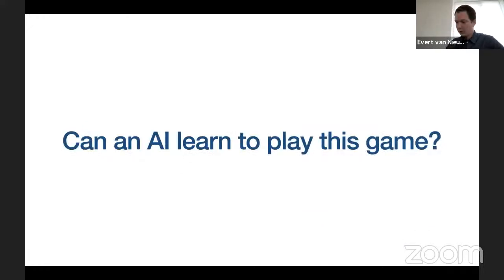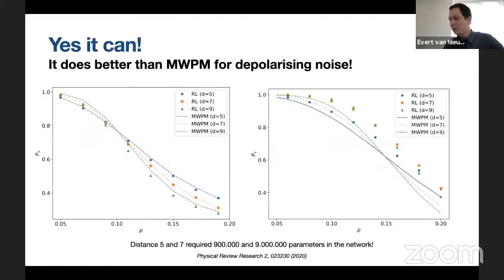And I wanted to do another 5-minute break just to have a breather. So let me just show you very quickly the results of what happens if you take this Torah game and have a Deep Q agent learn to play this game, for two different settings that I didn't discuss. This setting on the left is when you have only X errors, only bit flip errors. And you see, the symbols are the reinforcement learning agent, the others are the curves we just discussed before.